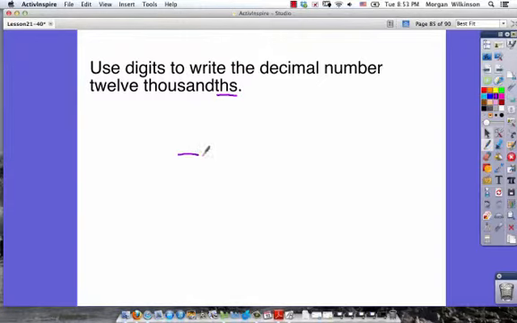We've got our ones, our decimal point. Then remember we have our tenths, hundredths, and thousandths. So in this problem, if we have 12 thousandths, we've got 12, and then it must be in the thousandths. Remember this position, the third position to the right of the decimal, is the thousandths position.